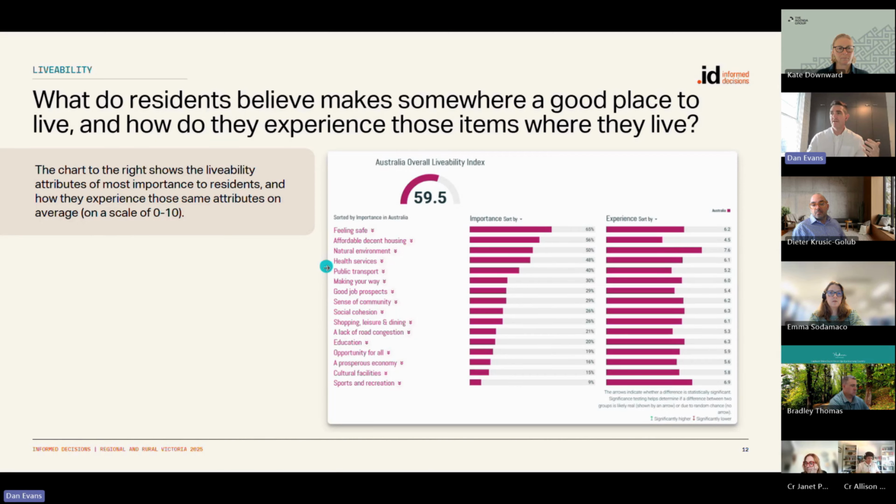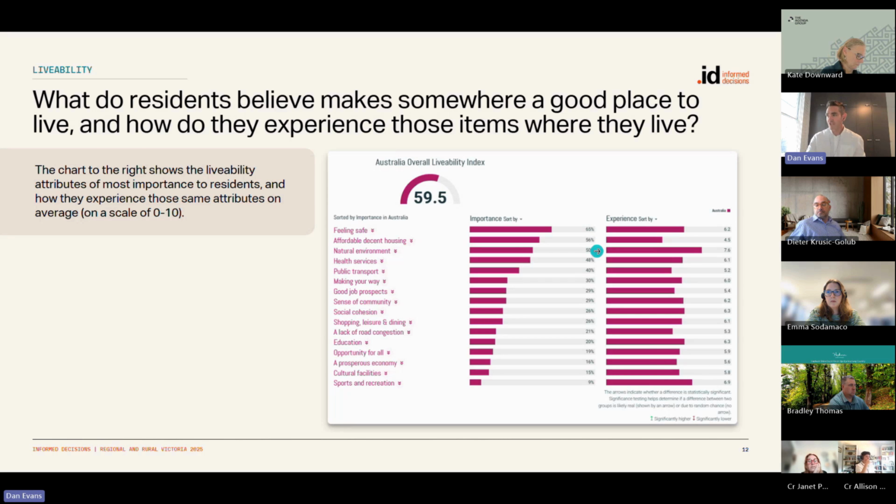And then if you look over here at the experiences, you see a bit of a mixed bag. So when we ask people how safe they feel in their local area, the average Australian said 6.2 out of 10. When we ask about affordable, decent housing, they say 4.5 out of 10. When we ask about nature, 7.6 out of 10, and high quality health services, 6.1 out of 10. So again, looking at it from an Australian level, you blunt out all of the nuance, but this just gives you a sense of what's happening in Australia at the time.